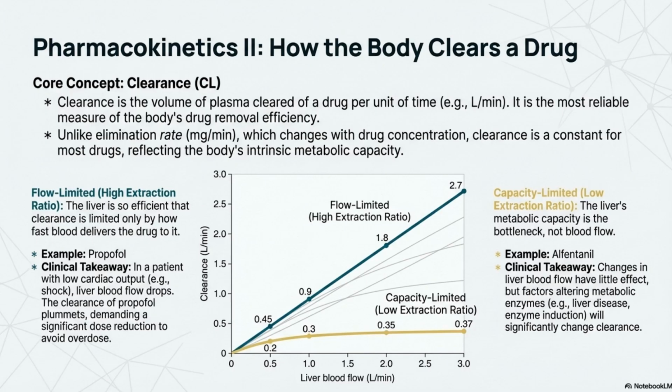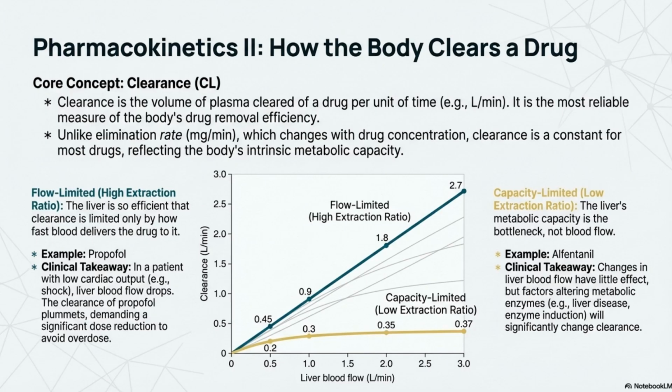And here's the clinical takeaway, though, why this matters. Go on. If your patient goes into shock or has a severely reduced cardiac output, their liver blood flow plummets. Right. If that blood flow drops by 50%, propofol clearance drops by 50%. And if you don't cut your infusion rate in half immediately, that patient can be instantly dangerously overdosed. Wow. So blood flow, the Q in that equation, is everything for propofol. It's the rate-limiting step. That's a huge risk, especially in hemodynamically unstable patients.